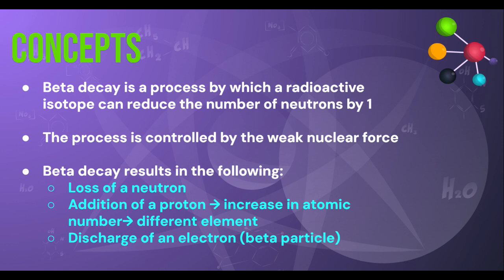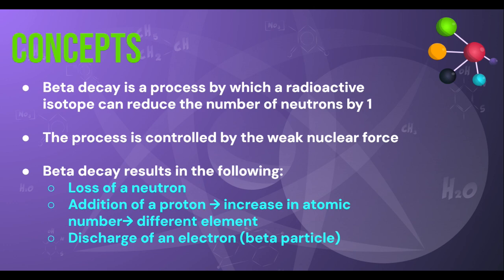So let's start with what beta decay is. It's a nuclear process, and it's going to happen to a radioactive isotope in which the problem or root cause of its radioactivity is extra neutrons, and beta decay can lower the number of neutrons by 1. This process is controlled by one of the 4 fundamental forces in the universe known as the weak nuclear force.